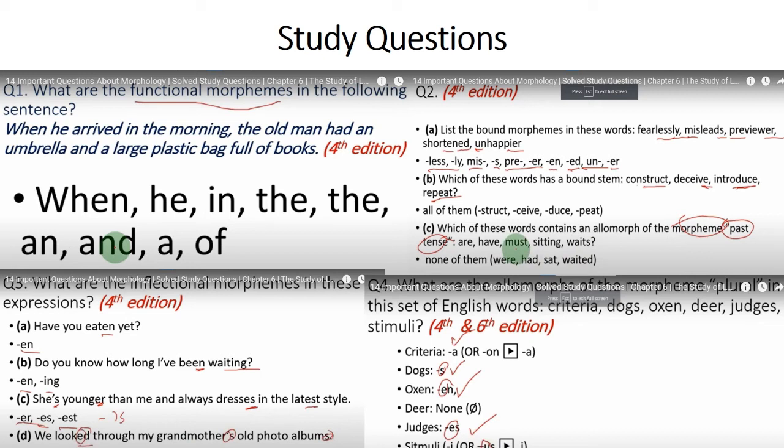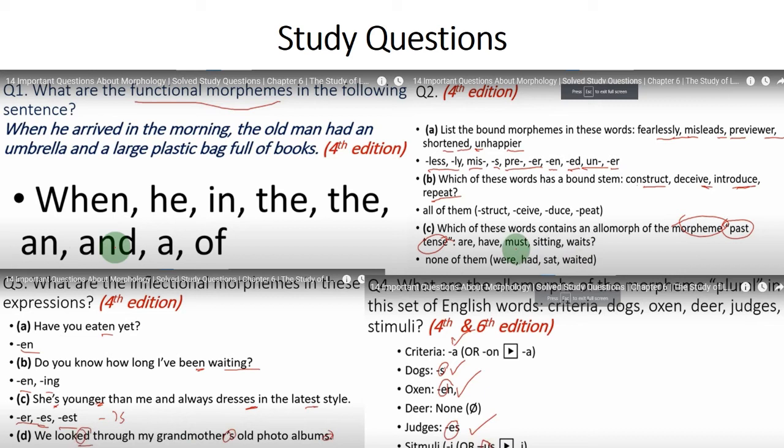Part C, which of these words contain an allomorph of the morpheme past tense? Are, have, must, sitting, waits. So none of these words contain the past tense morpheme.